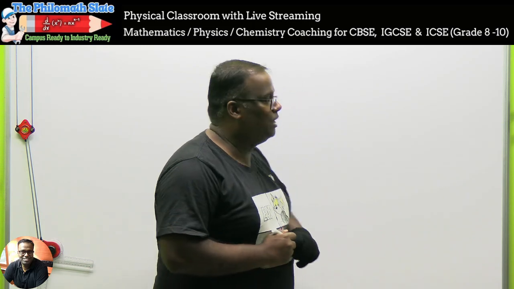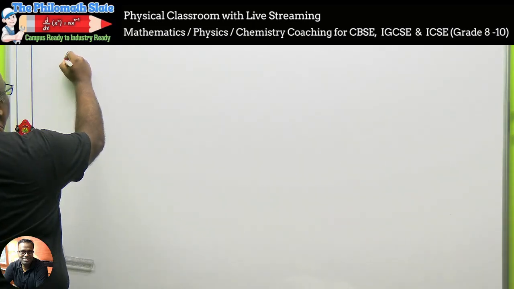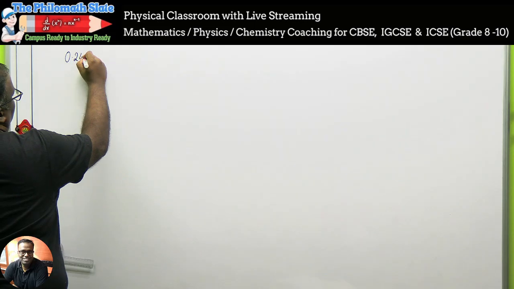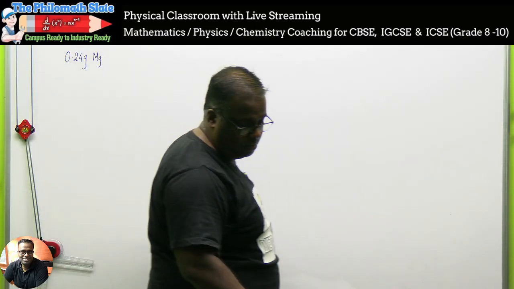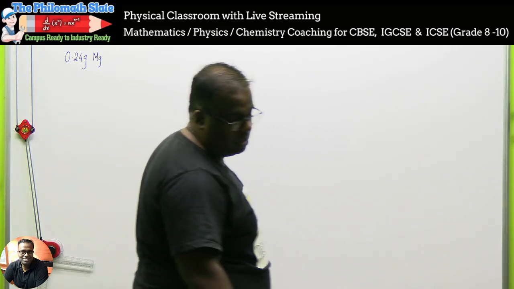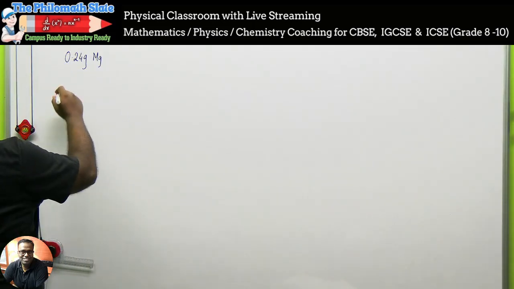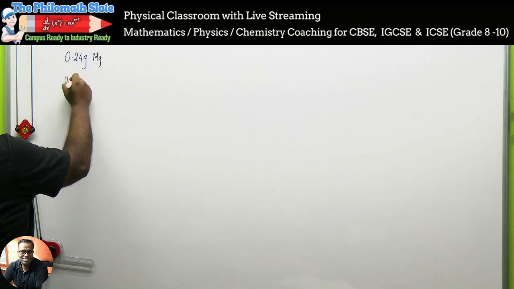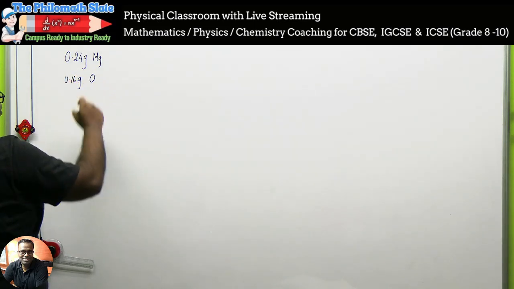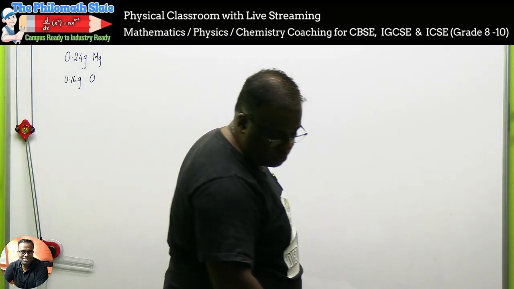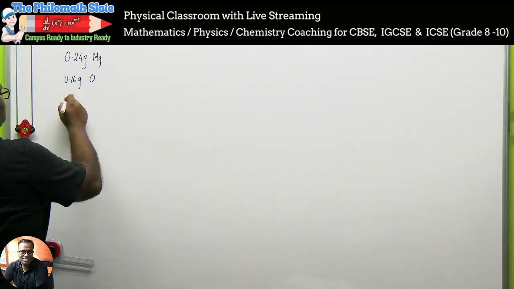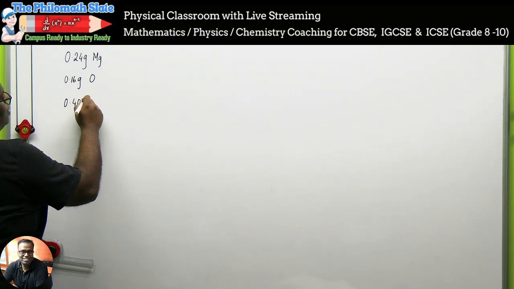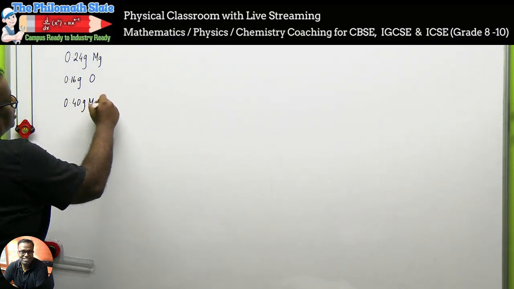Okay, let's see. So they're saying 0.24 grams of magnesium. I'm just writing the data first. 0.24 grams of magnesium reacts with 0.16 gram of oxygen to produce 0.40 grams of magnesium oxide.